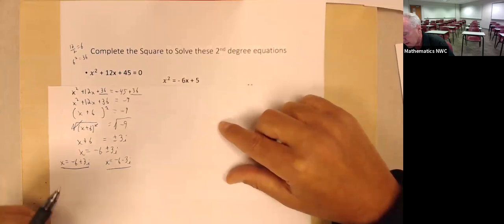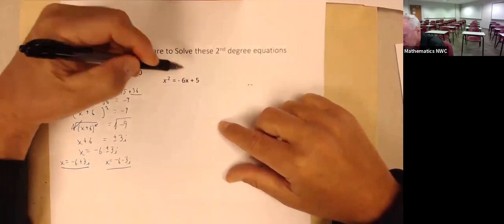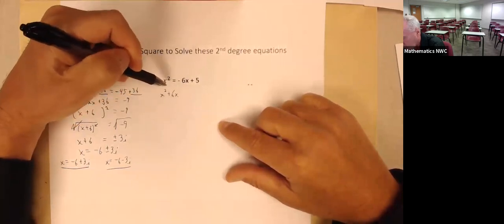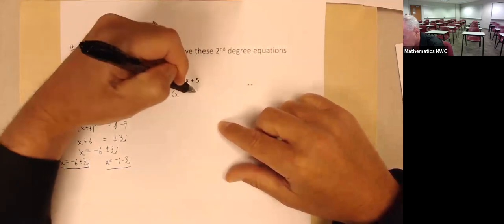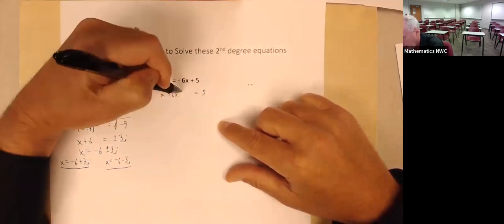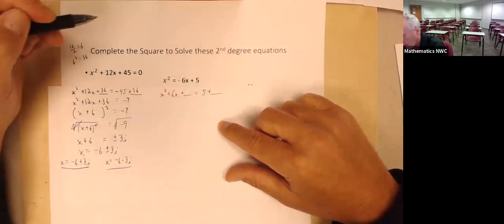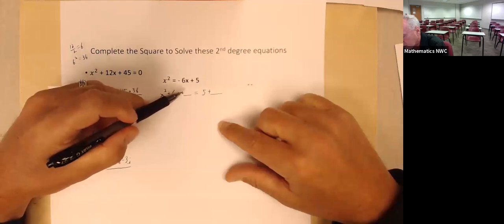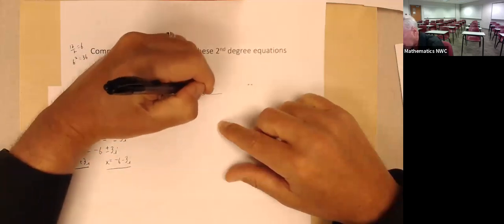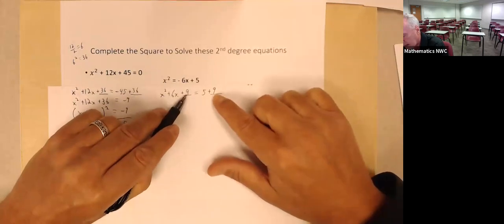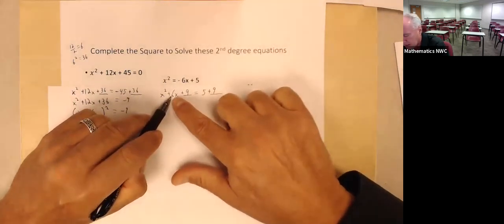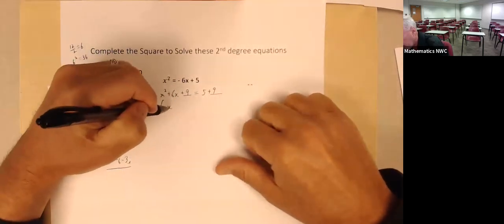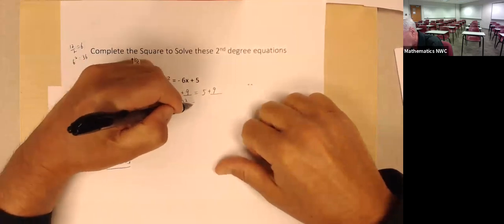I'll go a little faster this time. I need to get the x terms on the left side. I bring that negative 6 over, it becomes a positive 6x. I'm going to put a blank in for what I need to add to both sides. Half of this number is 3, squared is a 9, so I'm adding a 9. Make sure that you understand where I got the 9 from. I took this 6, cut it in half to make it 3, and I squared it to give me 9. That makes this factorable into a perfect square.